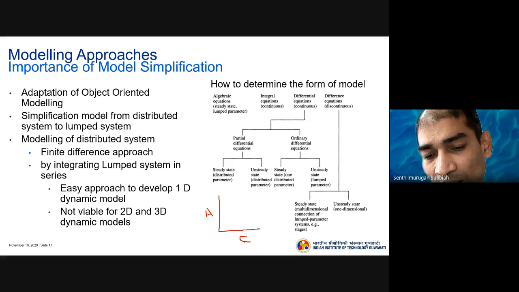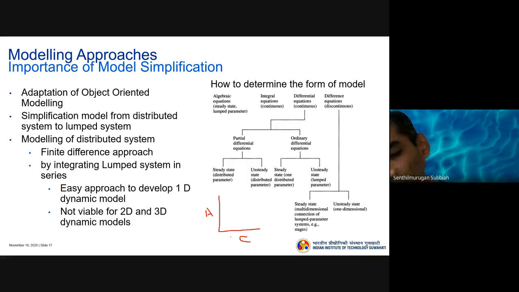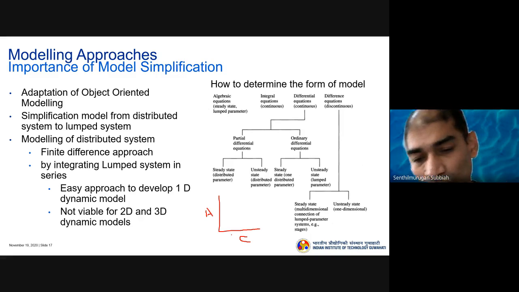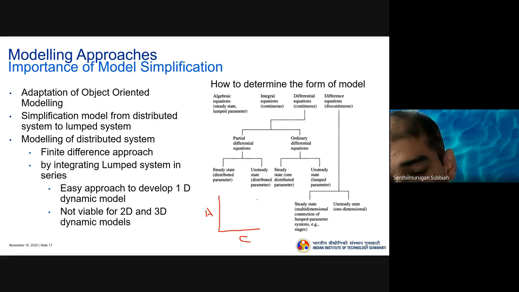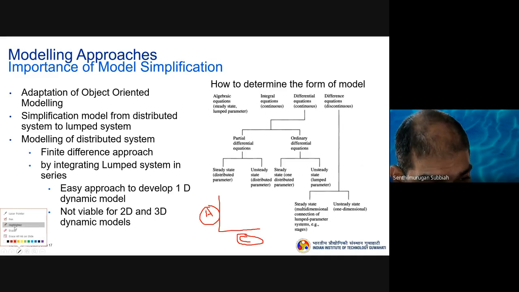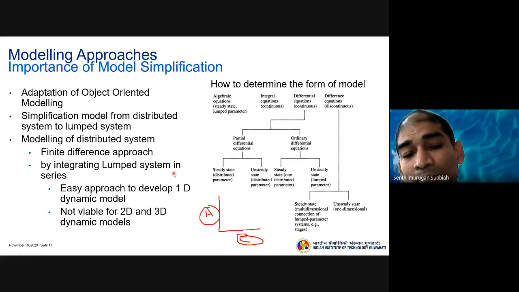So now when you have high complexity, the accuracy is also going to be very high, but the cost is also going to be very high. So we need to compromise between accuracy and complexity, so that the process is going to be optimal, and the developed model can be profitable. So that's where we say that the simplification of the model from the distributed parameter plays a very, very critical role, which is very, very important.